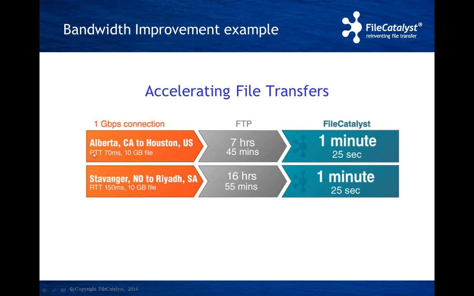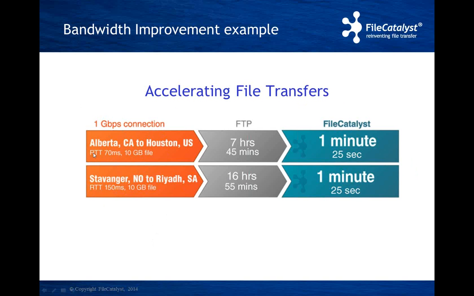Now, in a perfect world, say RTT is 0, meaning I have two computers side by side and I want to transfer files, FTP will most likely be in that range of 1:25 to 2 minutes as well. So in a perfect world, FTP can actually deliver the same speed as FileCatalyst, but unfortunately we don't live in a perfect world, and latency and delay on the network exist, and this is why we created FileCatalyst in the first place.